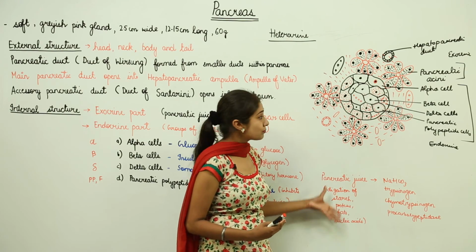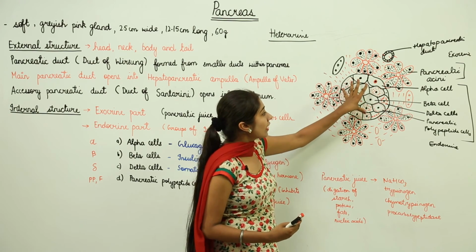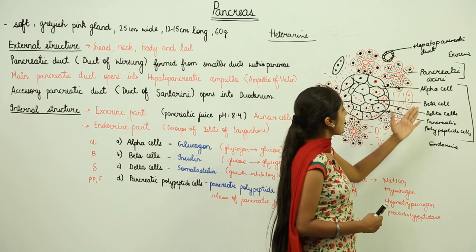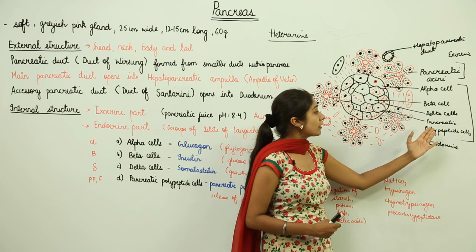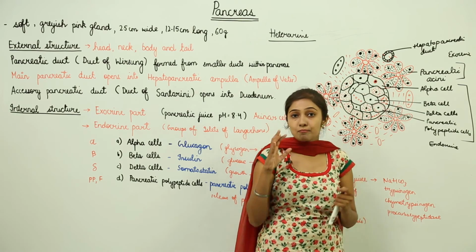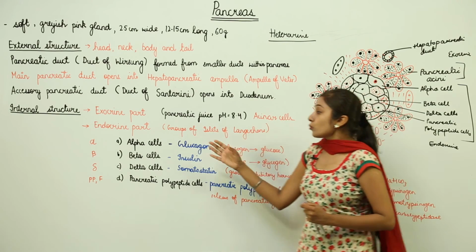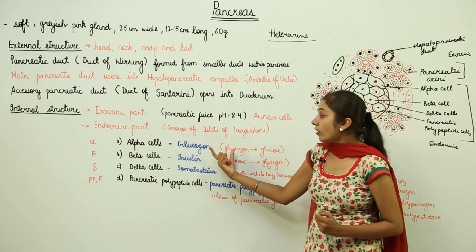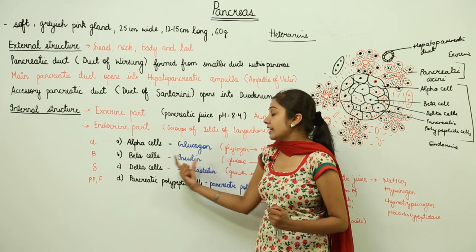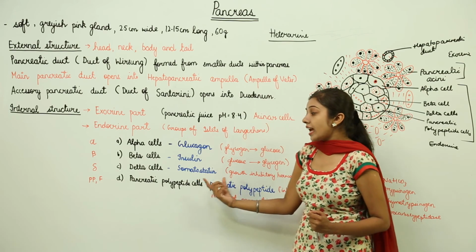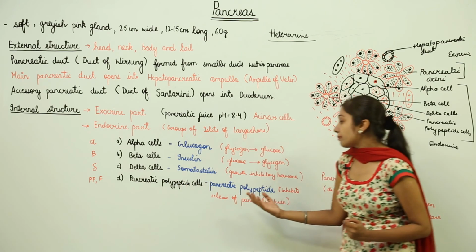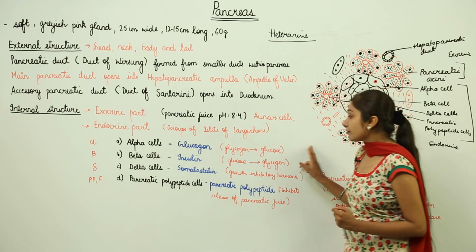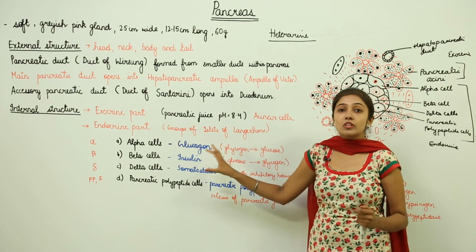Similarly, the pancreatic juice helps in the digestion of starch, proteins, fats and nucleic acids, right. Then we have the endocrine part, which has 4 types of cells: the alpha cell, beta cell, delta cell, and pancreatic polypeptide cell. What is important here is to understand which hormone is released by which type of cell. Alpha cells release glucagon, beta cells release insulin, delta cells release somatostatin and the pancreatic polypeptide cells release pancreatic polypeptide. So just remember the names and the function these hormones perform.